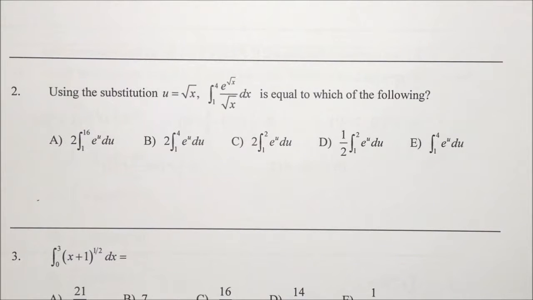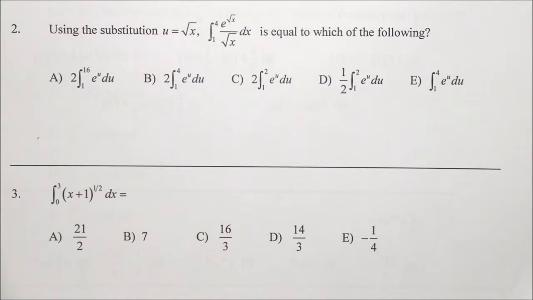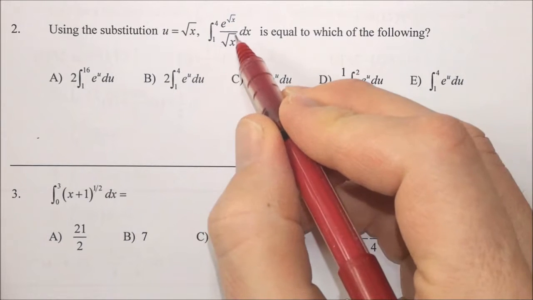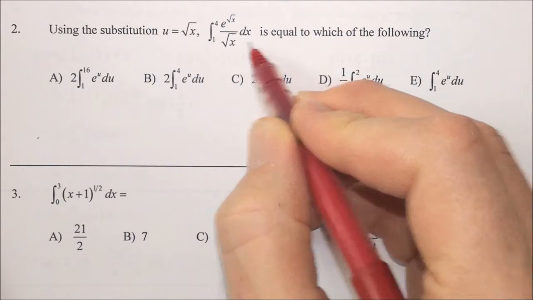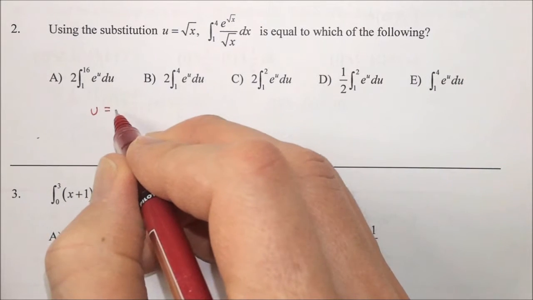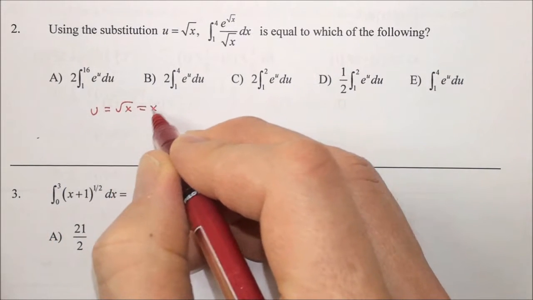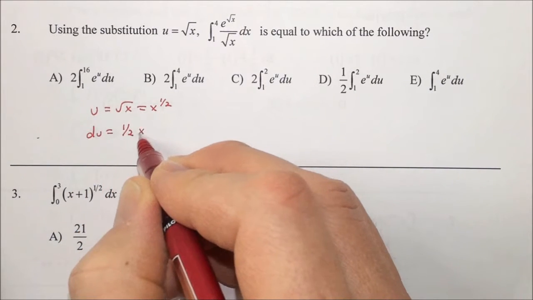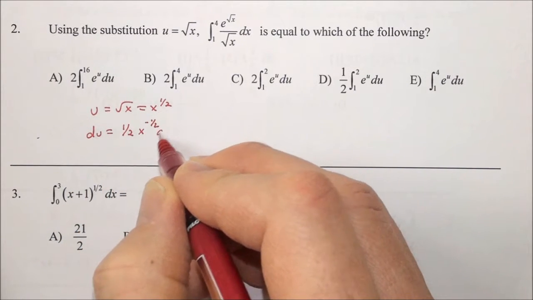Number 2, using the substitution u equals the square root of x, the integral from 1 to 4 of e to the square root of x over the square root of x dx is equal to which of the following? Okay, well let's do this. u is equal to the square root of x. That's the same thing as x to the 1/2. Therefore, du is equal to 1/2 x to the negative 1/2 dx.